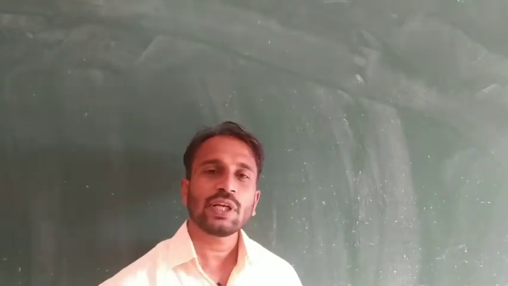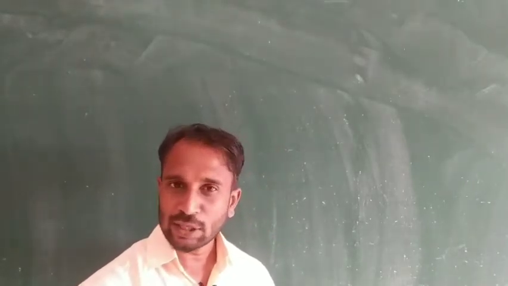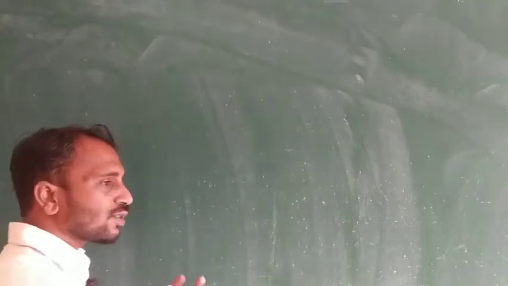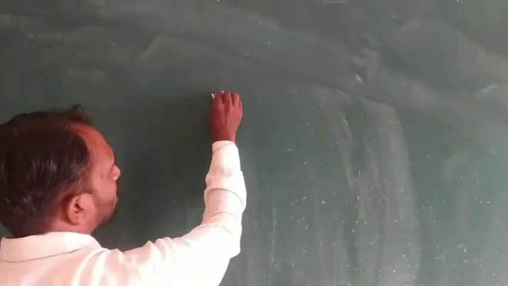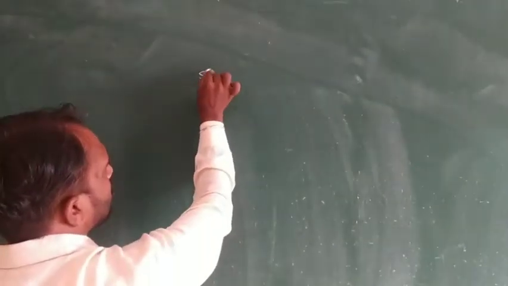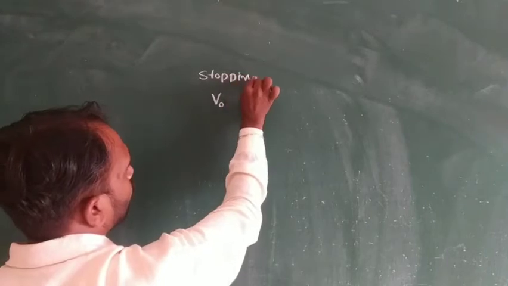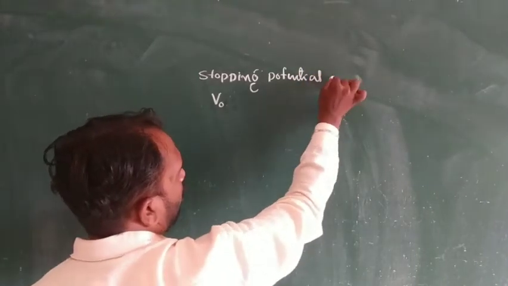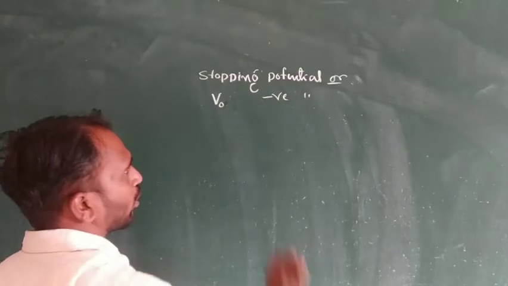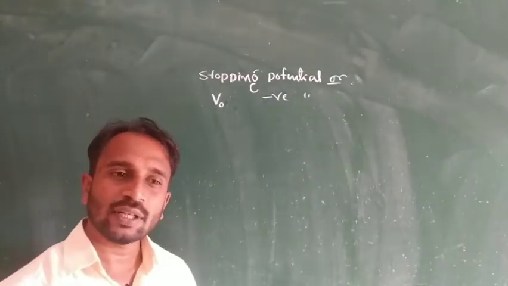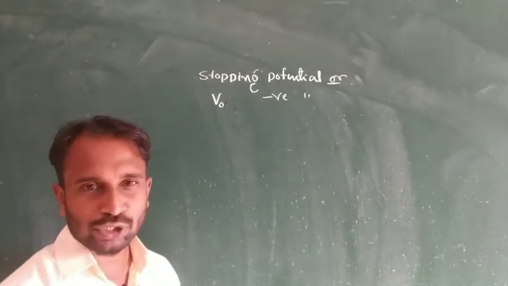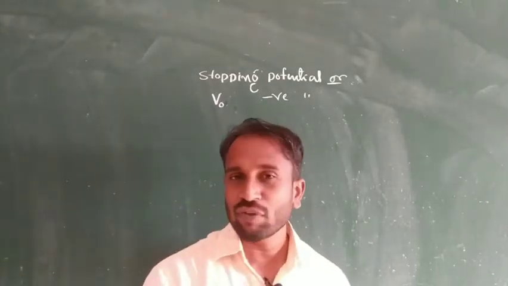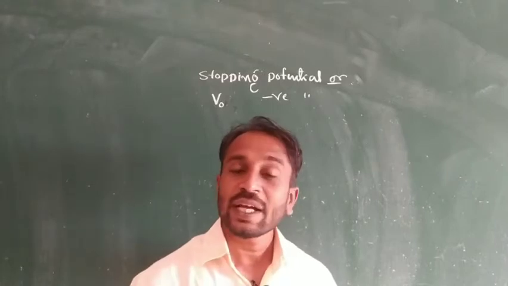A negative potential is connected to the anode or collector, so it makes the photoelectric current become 0. Here we consider this stopping potential as V naught, the stopping potential or negative potential. It has a particular value. It mainly depends upon frequency, and it is independent of intensity.